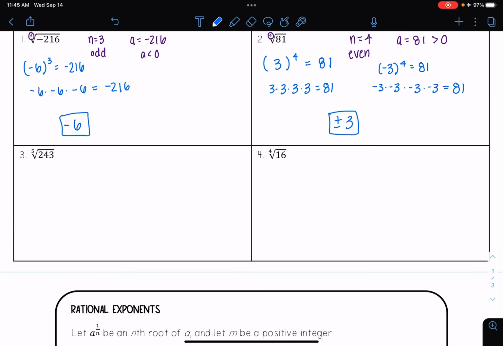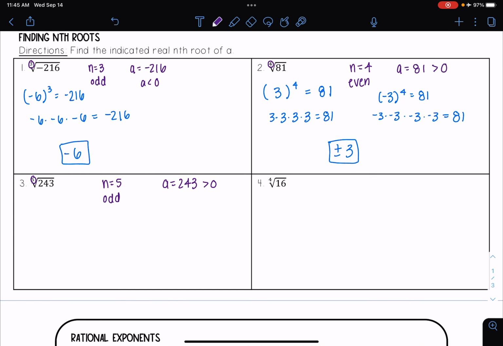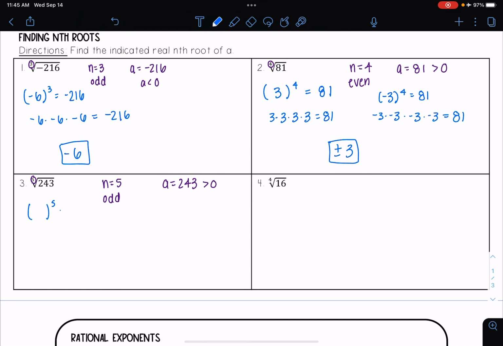Looking at this next one, I have the 5th root of 243. Here, my n is 5, which is odd, and my a is 243, which is greater than 0. Since it's odd, I know it's going to have one real nth root. So I'm looking to see, what number, when I take it to the 5th power, is equal to 243? What number, if I multiply it by itself 5 times, gets me 243? Well, that's going to be 3. So the answer here is 3.